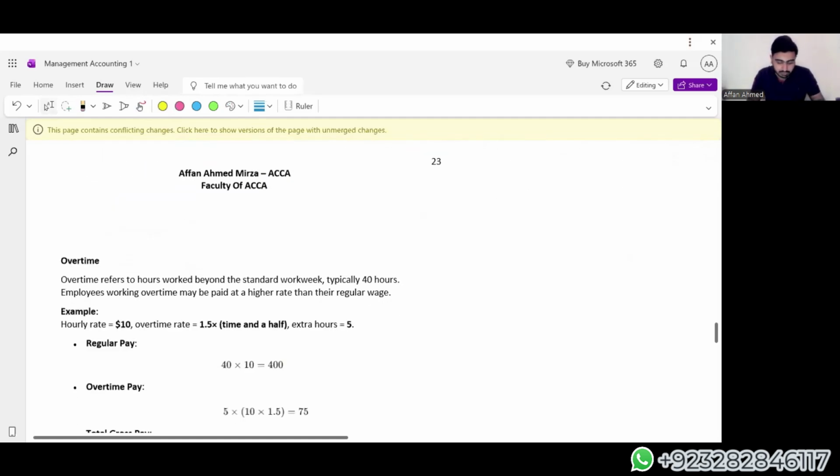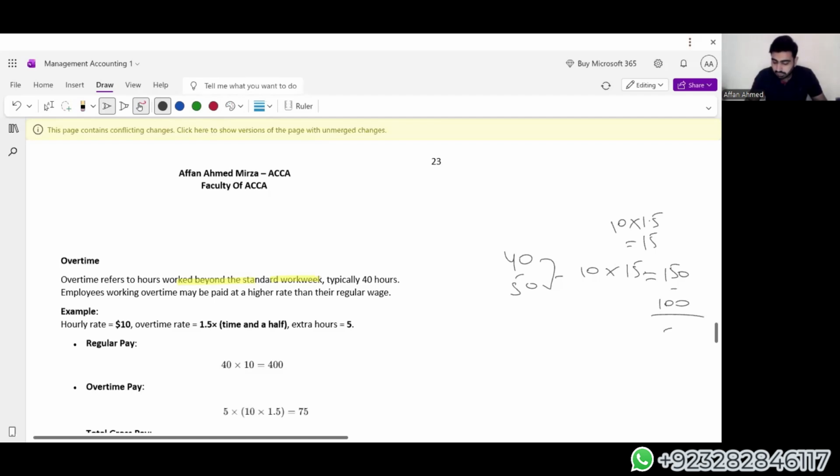Now for overtime, normally it is 1.5 times the normal payment. So overtime refers to hours worked beyond the standard working hours. The standard working hours for normal companies is 40 hours. If you are working 50 hours, the difference of 10 hours is the overtime. And the overtime is to be paid 1.5 times the normal payment. So if I'm getting paid $10 per hour, I will get 1.5 times, that means 15. So for the extra 10 hours I've worked, I will multiply by 15. So I'm getting $150 for these hours. Normally I would have gotten 100.